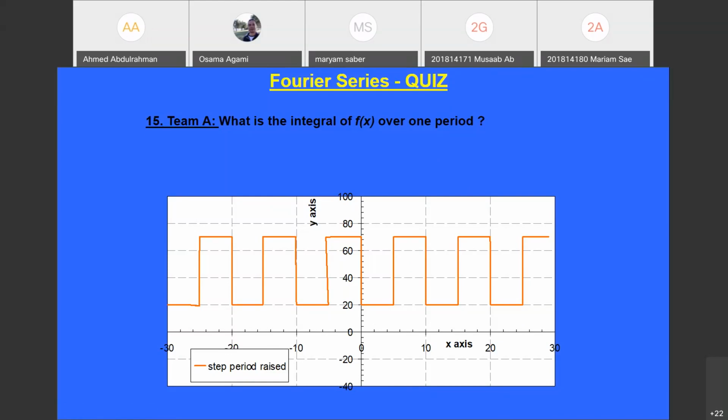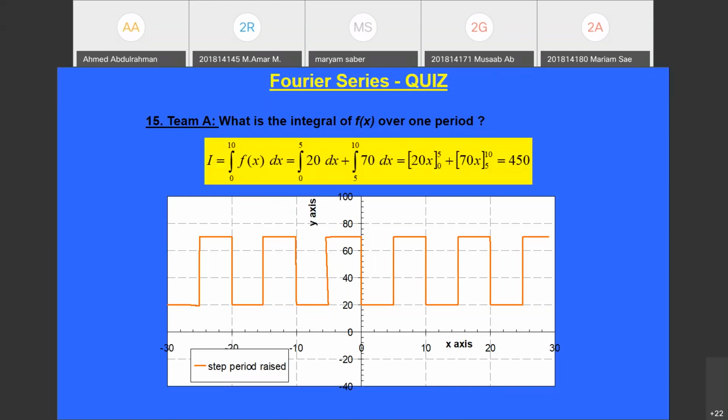This is the male section, please. Thank you. Integration from 0 to 5 for 20. And from 5 to 10, plus the integration from 5 to 10 for 70. Okay, so the total value will be what? 390. Let's see.